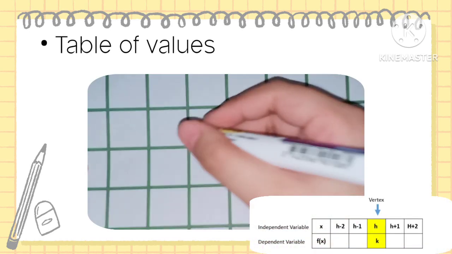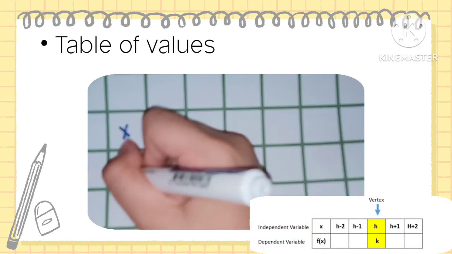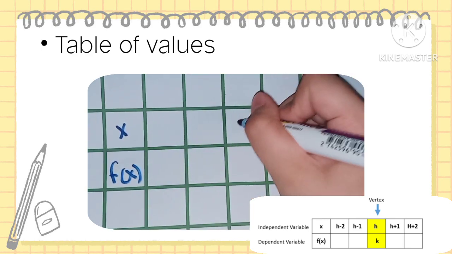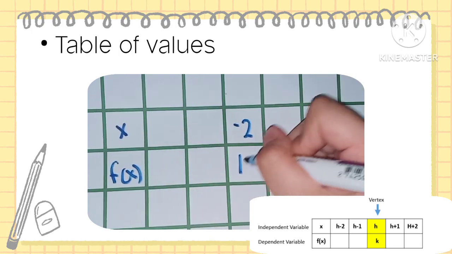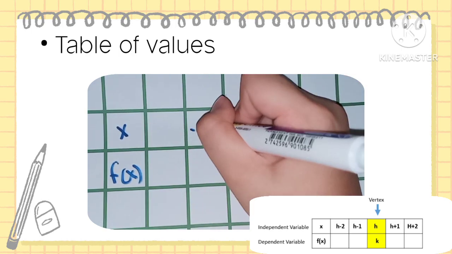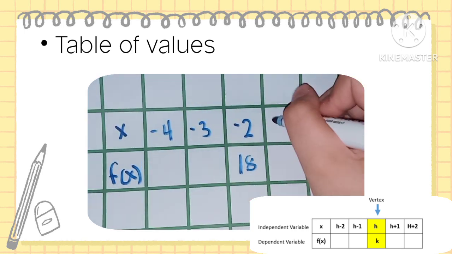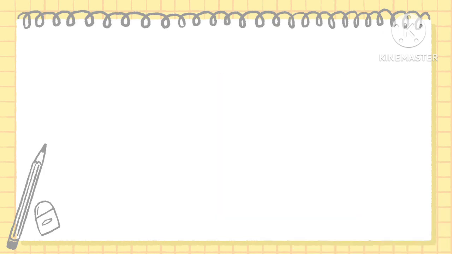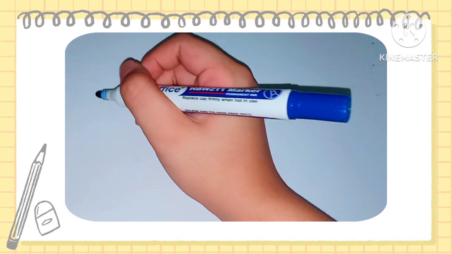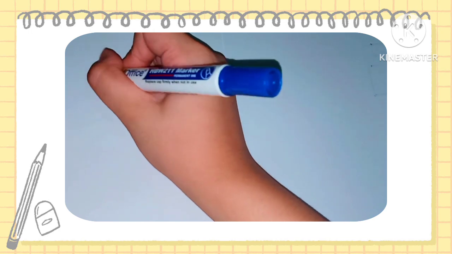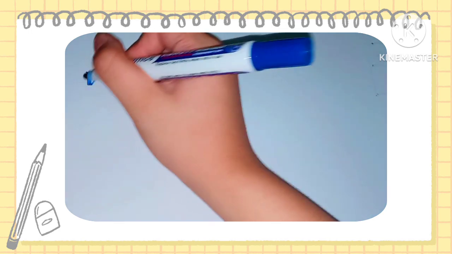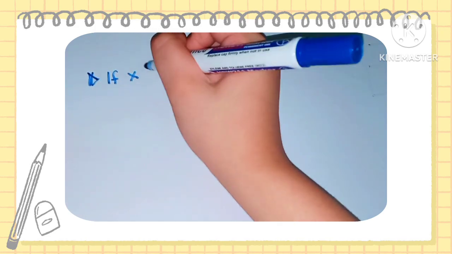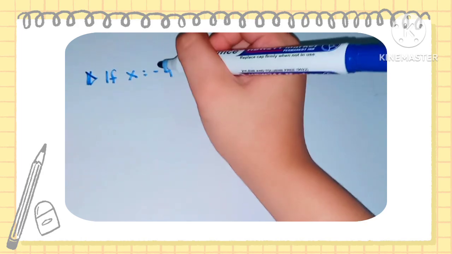We are going to proceed to our next task, which is to find the table of values. We are going to put the x that we obtained earlier, which is negative 2, and our y, which is 18. Then we will follow the table below. We are now going to solve for the y-coordinates of our x in our table of values. For the first one, we are going to solve if x is equal to negative 4.